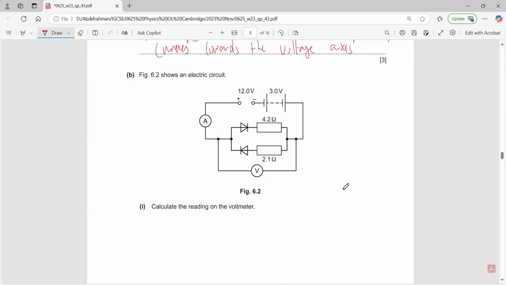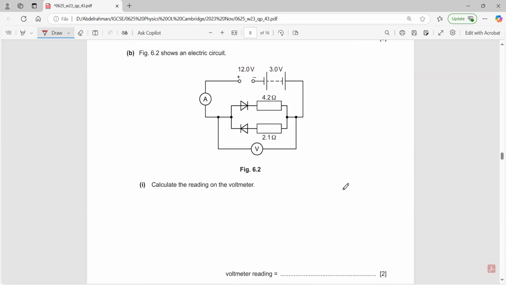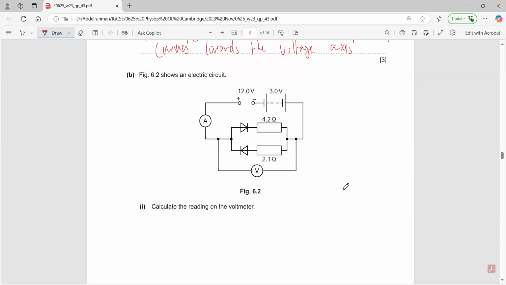Now we have a weird looking circuit. Some batteries, some diodes, some resistors. Calculate the reading on the voltmeter. So the voltmeter is taking the reading of these two resistors, which are parallel to the battery. Basically, they have the same voltage as the battery. So what is the voltage of the battery?